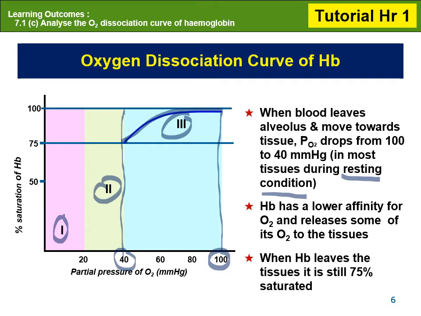Walaupun 40, kalian lihat, the tissue still have 75% saturated, the percentage saturation of hemoglobin with the oxygen masih tinggi, 75%. So the remaining 75% of oxygen will act as an oxygen reserve here. So only 25% of oxygen available on the hemoglobin is given to tissues.